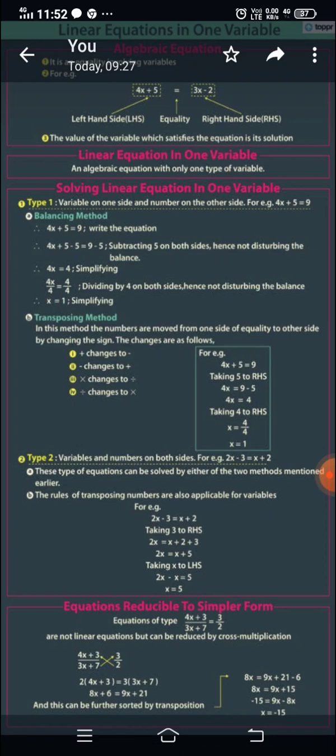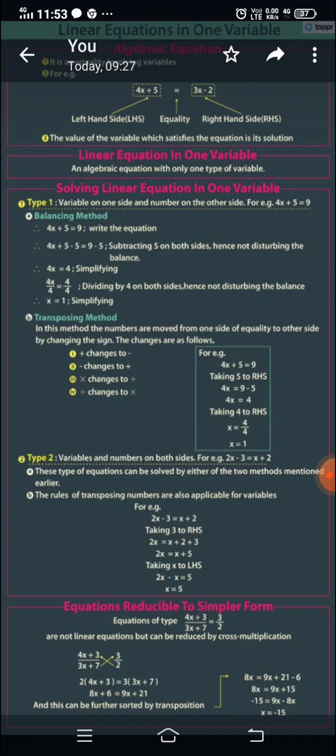In type 2, for the solution of linear equations with variables and numbers on both sides, like the example 2x minus 3 is equal to x plus 2, these types of equations can be solved by either of two methods. The rules of transposing numbers are also applicable for variables. Moving terms from one side of the equation to the other side is called transposition. A term in an equation can be transposed from one side to the other by changing its sign. It is a must to change the sign.